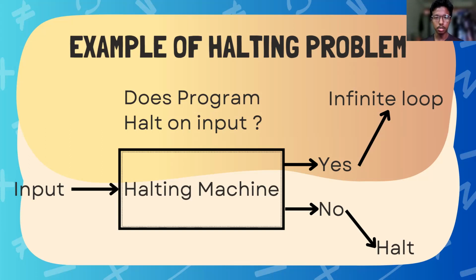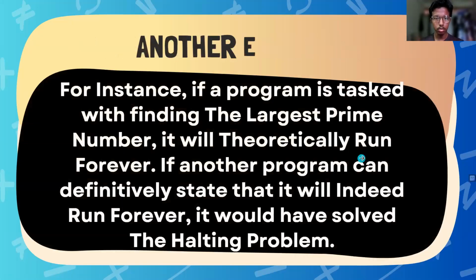For another example, if a program starts finding the largest prime number, it will theoretically run forever, because you will never know the largest prime number, as it will go much further until you have no place to put the number. So if another program can definitively state that it will indeed run forever, it will have solved the halting problem.